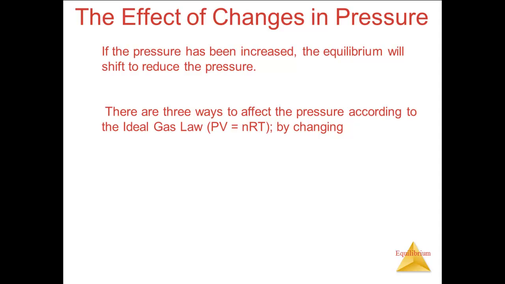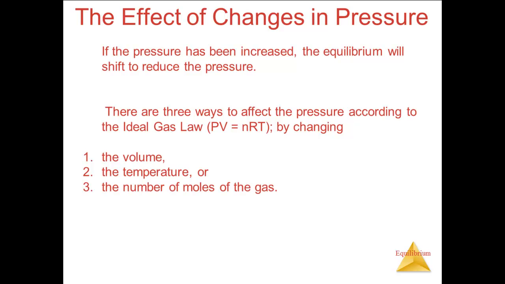According to the ideal gas law, there are 3 ways the equilibrium can affect the pressure in the container. It can try to: 1. Change the volume. 2. Change the temperature. Or 3. Change the number of moles of the gas.